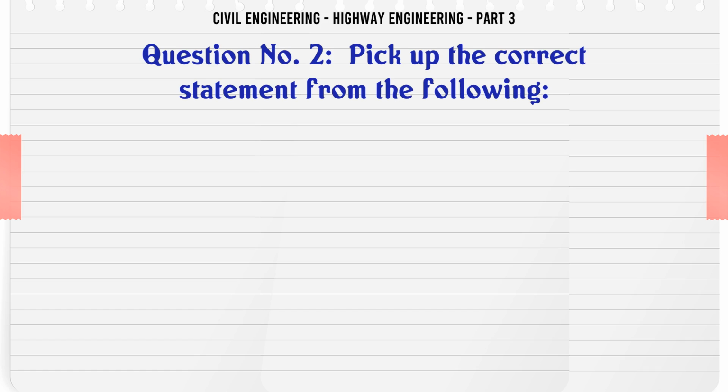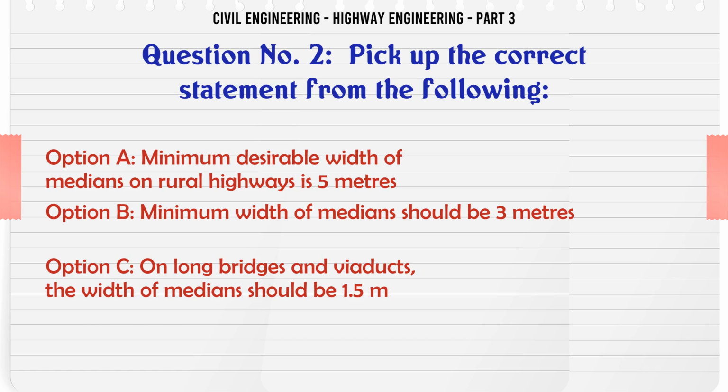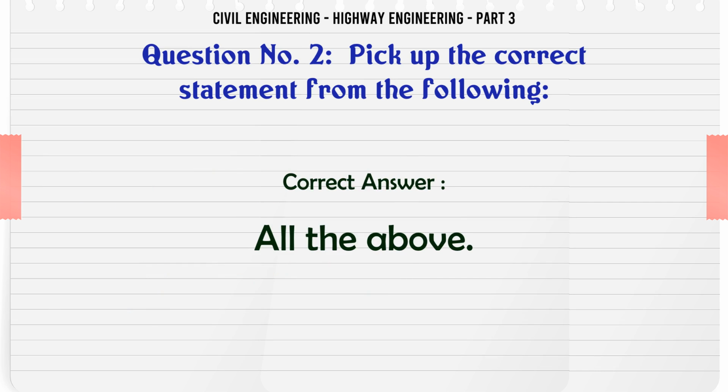Pick up the correct statement from the following. A. Minimum desirable width of medians on rural highways is 5 meters. B. Minimum width of medians should be 3 meters. C. On long bridges and viaducts the width of medians should be 1.5 m. D. All the above. The correct answer is all the above.